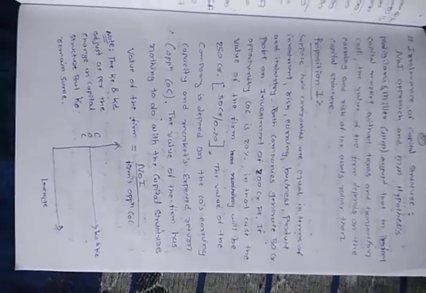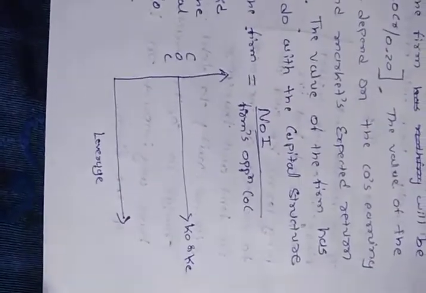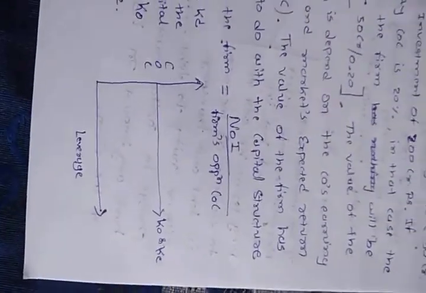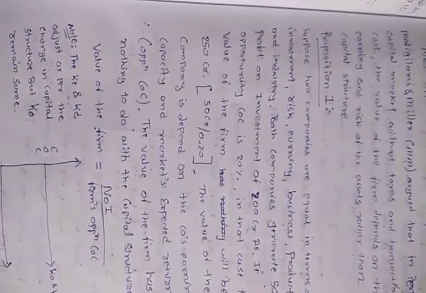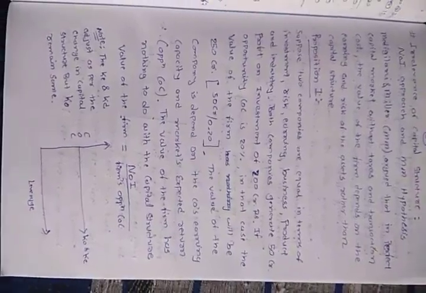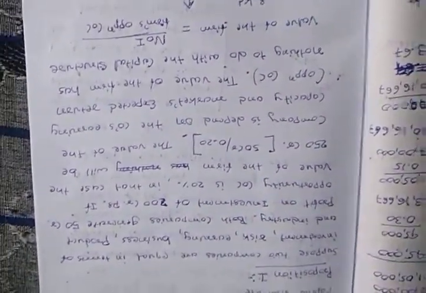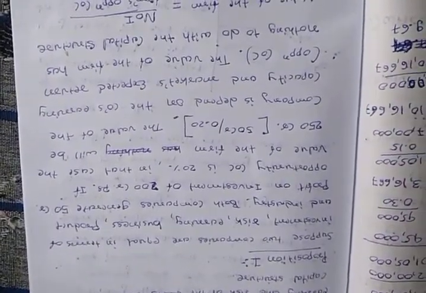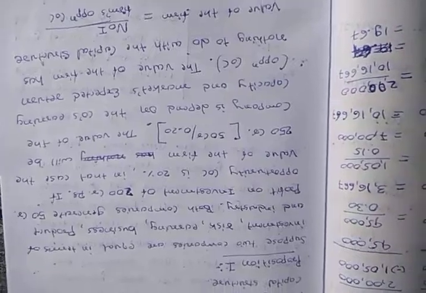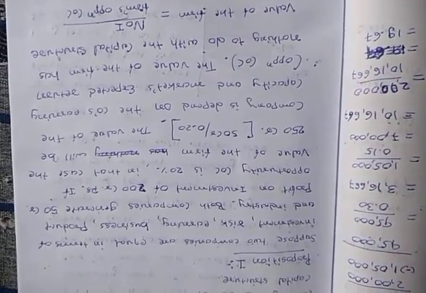Now again, how to remember this? Again you can focus on the figure. This is the figure of the MM hypothesis. If you remember, this was for the net income approach, then this was for the traditional approach, and now this is for the MM approach. So now what they say in proposition 1 is that, for example, there are two companies. Okay, I keep it like this so it will be very easy for you. Suppose there are two companies. These two companies are equal in all terms, that is in terms of investment, risk, earning capacity, business, product and industry.